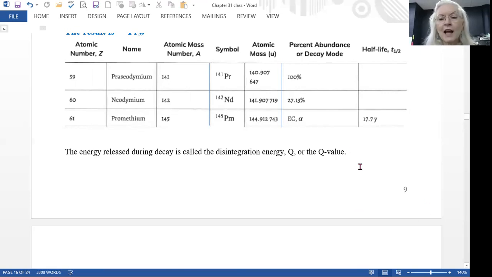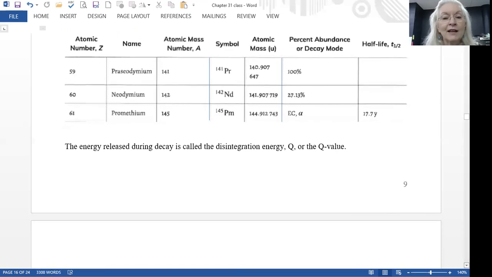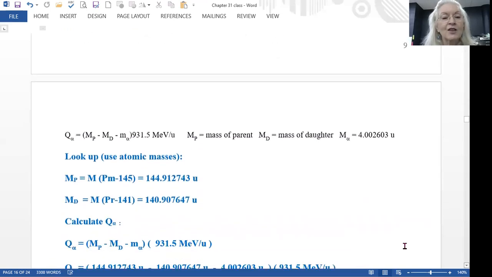So let's look at the Q value for an alpha decay. The Q value for an alpha decay would be the mass of the parent minus the mass of the daughter minus the mass of the alpha particle. So mass of parent minus mass of daughter minus mass of alpha particle. For the alpha particle mass, we will use the mass of helium-4, and you would look it up on the first page of Appendix A. We'd use the mass of helium-4.